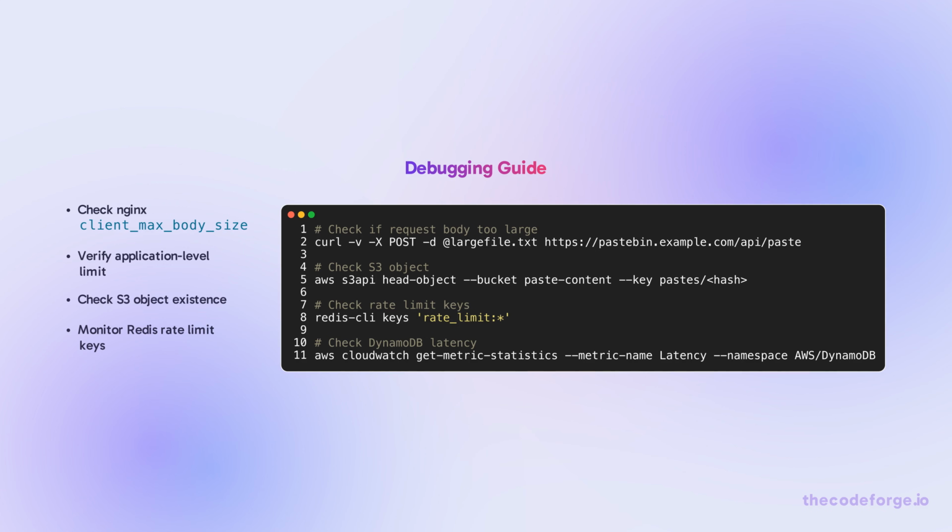When things go wrong, use these commands. For upload failures, check the request body size. For missing pastes, verify simple storage service object existence. For rate-limiting issues, inspect Redis keys. For database latency, use CloudWatch metrics.